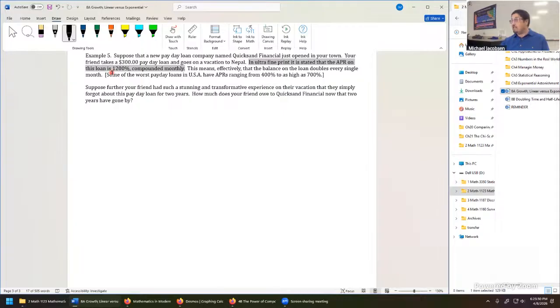in a certain sense. So 12,000% compounded monthly for this loan means effectively the balance on the loan will double every single month that goes by. So it's going to get kind of scary if you're thinking about the compound interest on this thing. This also means we're really just looking at exponential growth at the same time, changing by 12,000%. The time period is every month. So this is exponential growth.